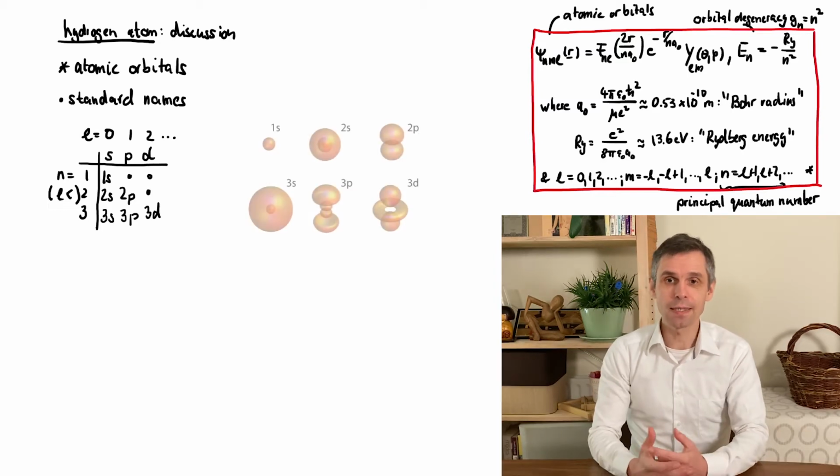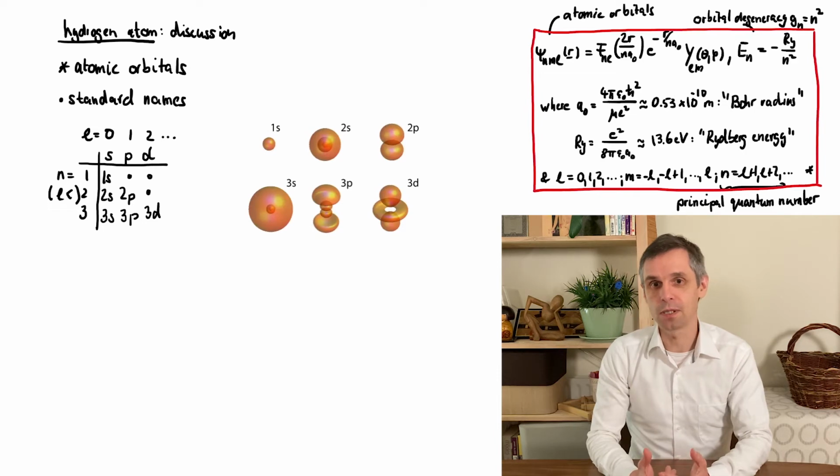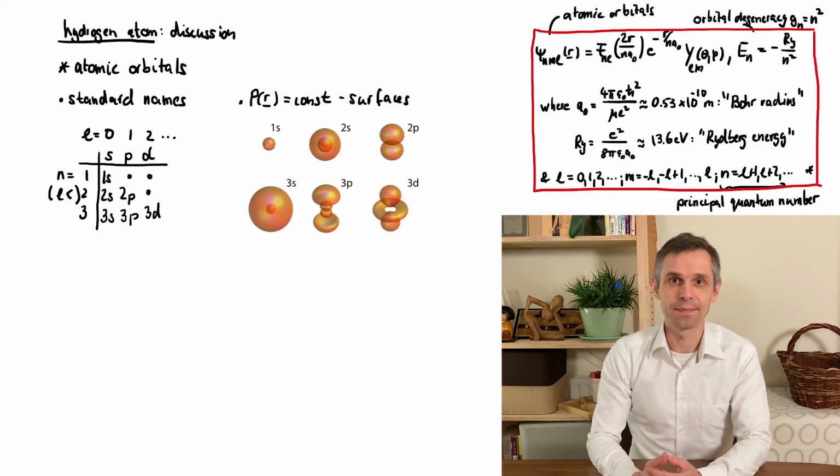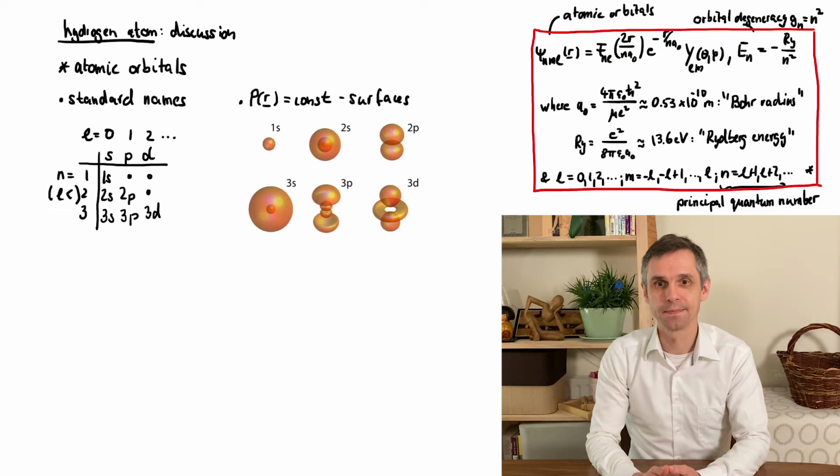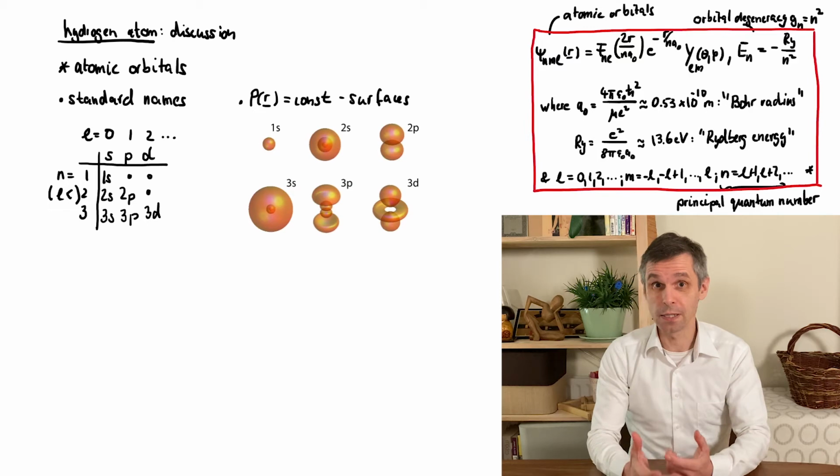Next, we can visualize these orbitals by prescribing a surface of a constant probability density that includes, say, 95% of the probability. I show such surfaces here. The s orbitals are all rotationally symmetric, but the p and d orbitals have different shapes, and I show a representative one for each case here.